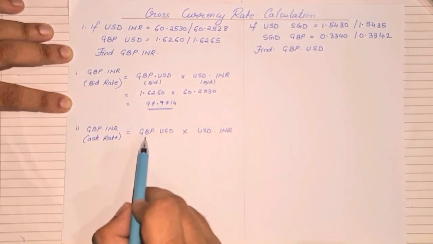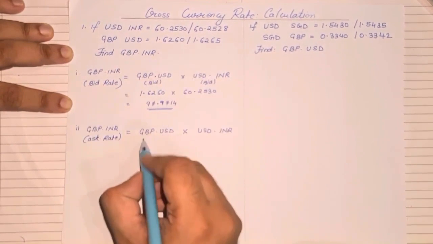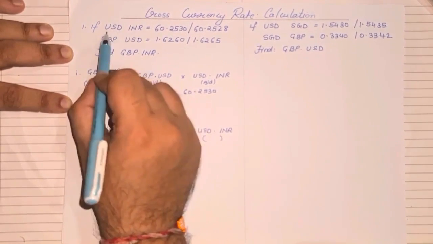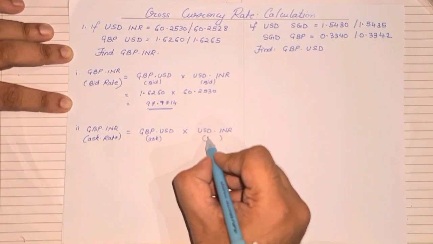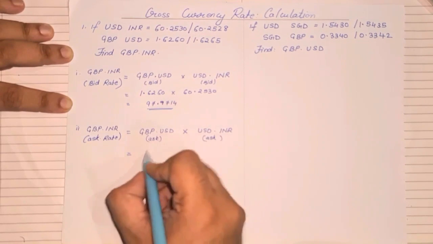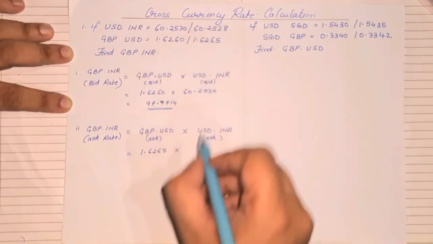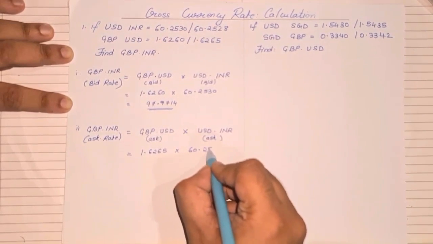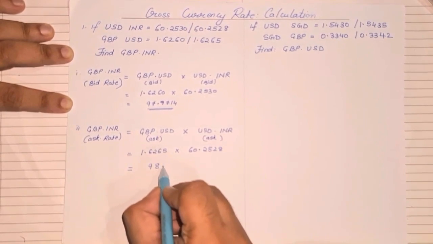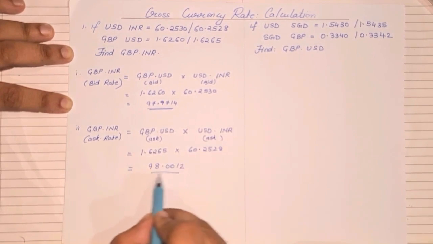Now check if this is in the same order. GBP to USD, yes, it's in the same order, so we will directly take the ask rate from the question. Same way, USD to INR is directly given in the same order, so we will take the ask rate from the question because we are asked to find that. The GBP to USD ask rate is 1.6265, and for USD to INR the ask rate is 60.2528. We multiply and the value that we should have got was 98.0012. That is the ask rate.